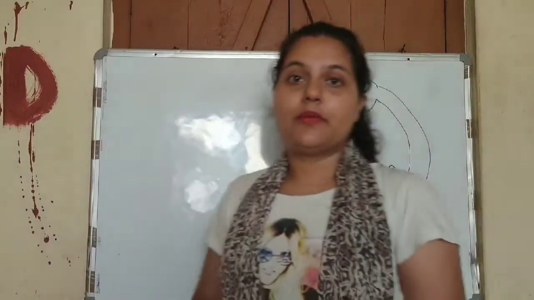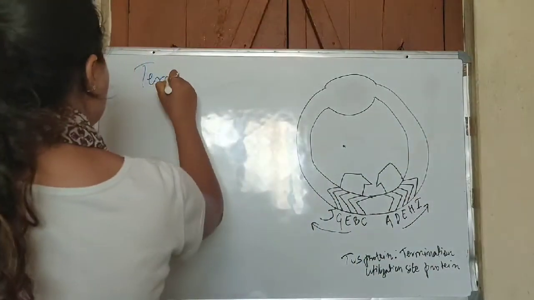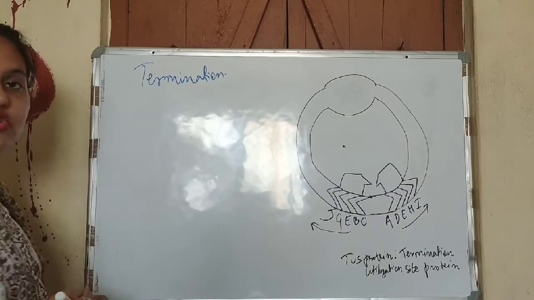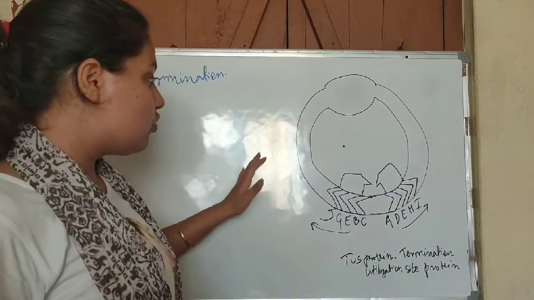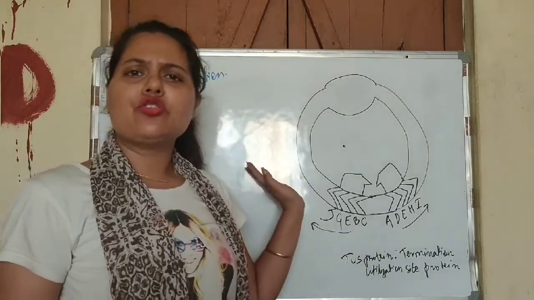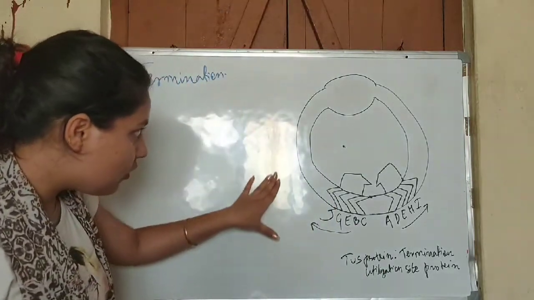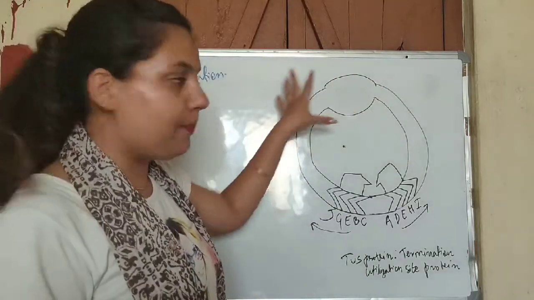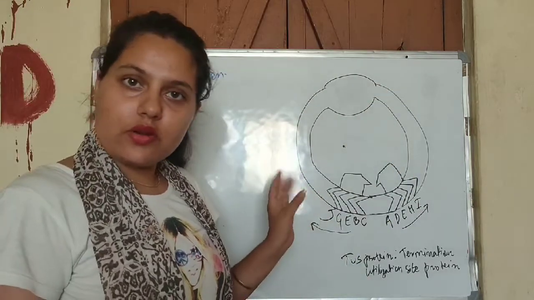Hello and welcome everyone. In this particular section of video, I am talking about the termination process in the replication of the DNA in prokaryotes. So, while talking about the replication of DNA in prokaryotes, we know that the DNA of the bacteria or E. coli is in rounded form, right?